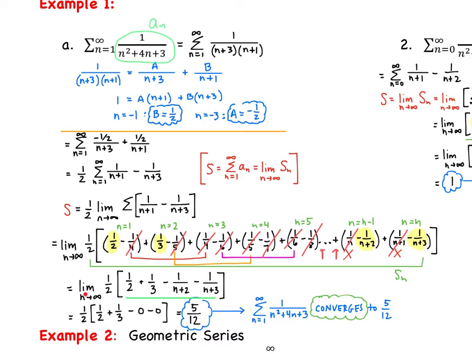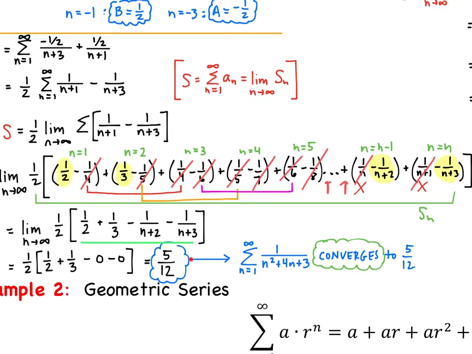So really what we're doing is taking the limit as n approaches infinity of our S sub n. Now when we use direct substitution, we get 1/2 times 1/2 plus 1/3 minus 1 over infinity plus 2, which goes to 0, and 1 over infinity plus 3, which also goes to 0. So we end up getting 5 over 12 as the sum of this series. Our conclusion is this series converges. That's the more important thing. It converges to 5 over 12, but more importantly, it converges.